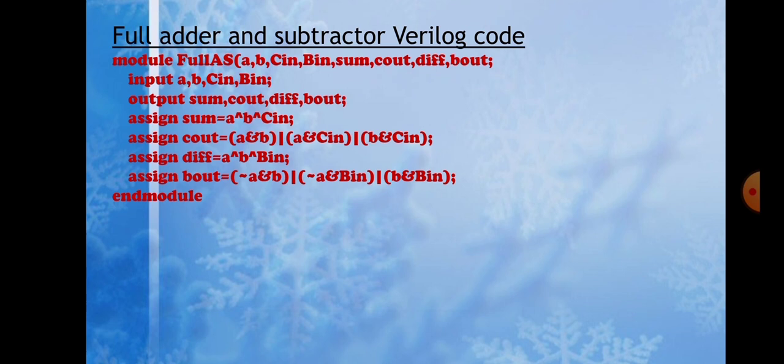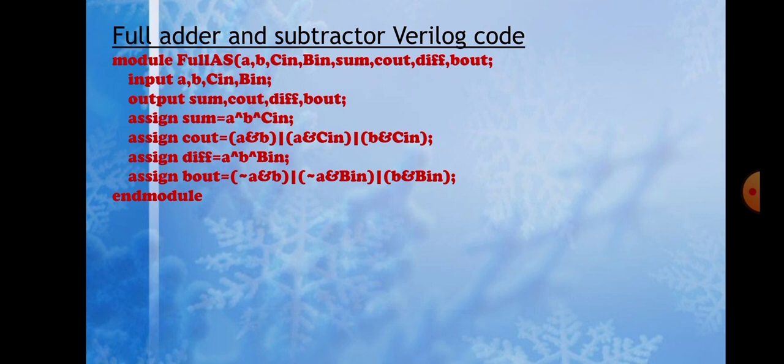So we have the code here, with a slight change: that is not half, that is full. Module full adder or subtractor, with A, B, C in, B in, sum, C out, difference, B out. Inputs are A, B, C in and B in. Outputs are sum, C out, difference, B out. So this is also a data flow program.